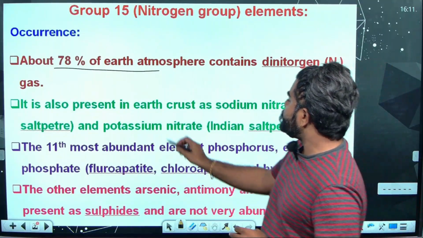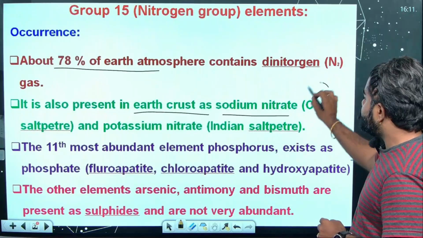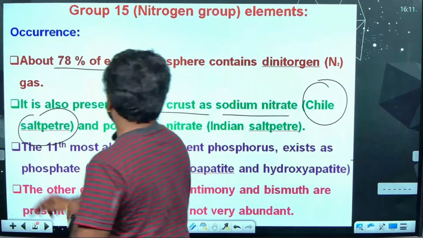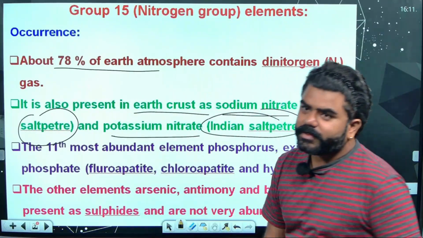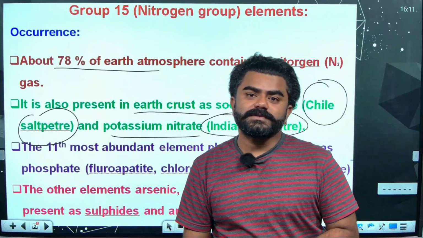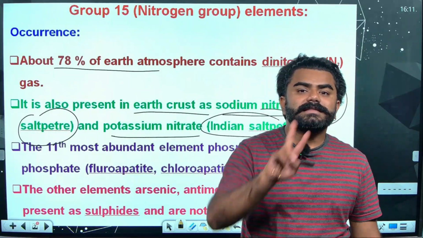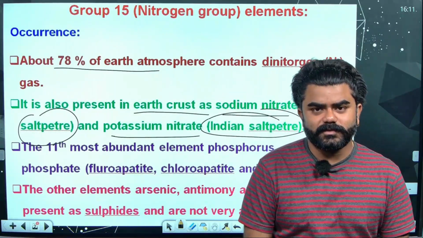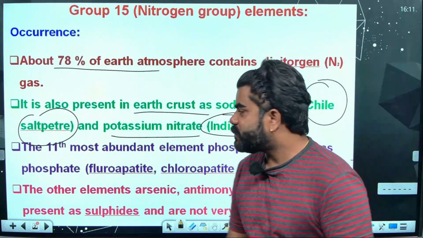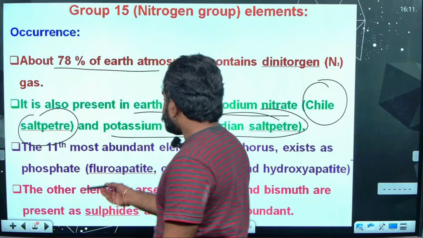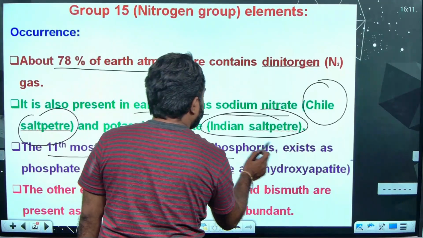And it is also present in the earth's crust as sodium nitrate, which is called chili saltpeter, and potassium nitrate, which is Indian saltpeter. Okay, so in the atmosphere nitrogen gas is 78%, and in the earth's crust இந்த ரெண்டு salts oda form la irukku. One is potassium nitrate and the other one is sodium nitrate. All right, then the 11th most abundant on the earth is phosphorus.